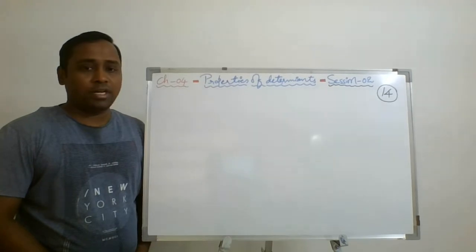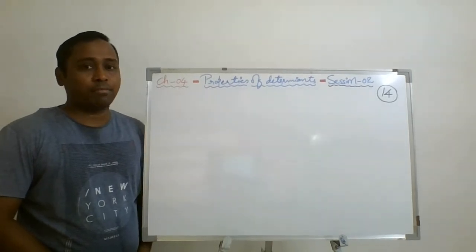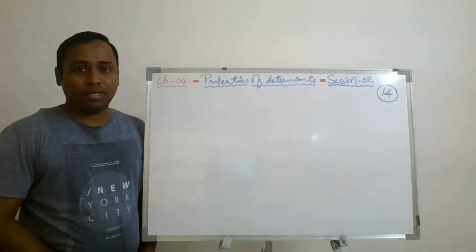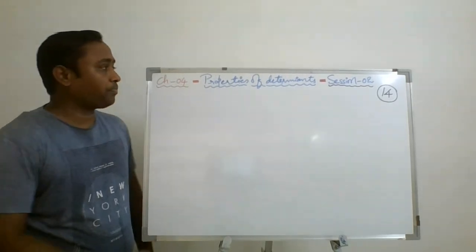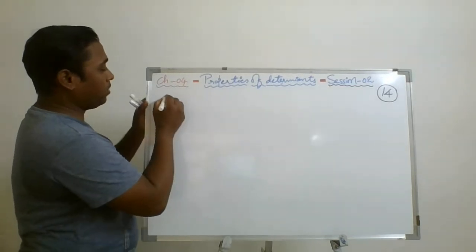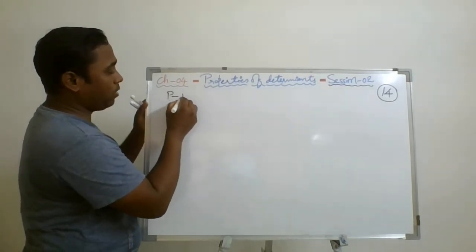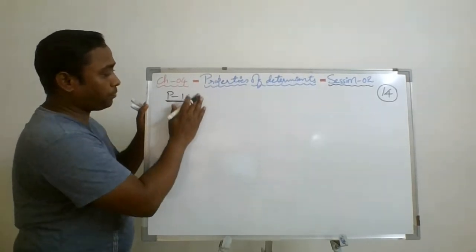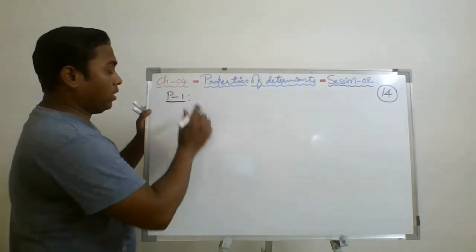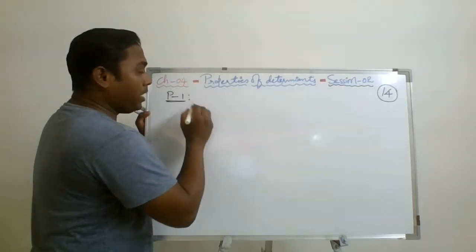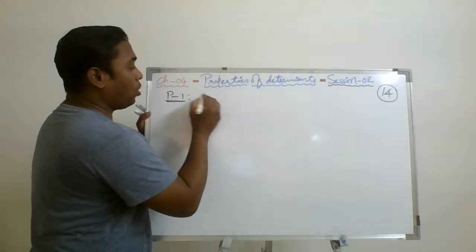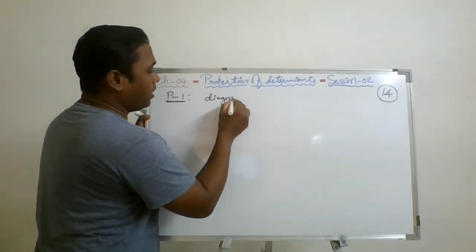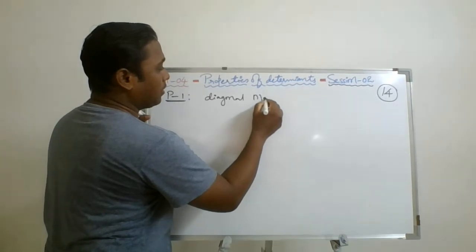So let's try to understand these properties with an example directly in the easiest manner, step by step. Let's start with the session. The first property, I'm naming the properties as P1, P2 like that. So what is the first property I'm speaking about? The property number 1: the determinant of a diagonal matrix.